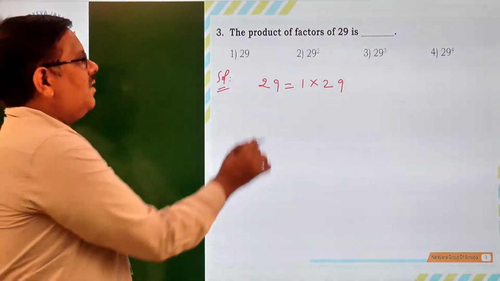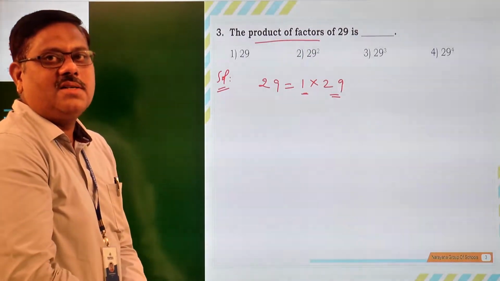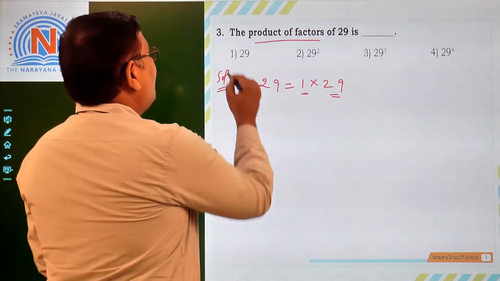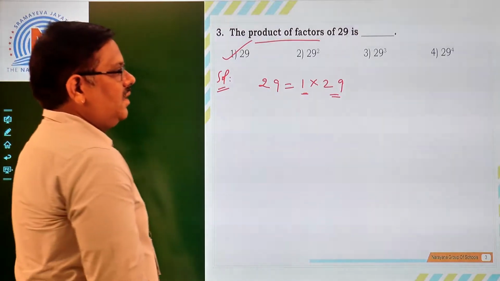So what is the product of factors? 1 and 29 are the factors, so the product is 1 into 29 itself. 1 into 29 is nothing but 29. So that is the first option. No need of any formula here. Okay, now let us move to the next question.